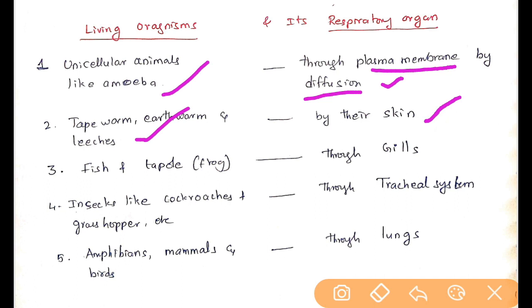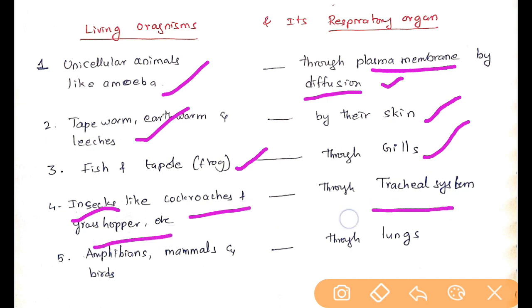In fish and the tadpole of the frog, the frog has different stages of life. A tadpole is a stage where it is like a fish and it respires through its gills, friends. For insects like cockroaches and grasshoppers, the respiratory organ is the trachea, friends, and this system is called the tracheal system. In amphibians, mammals and birds, the exchange of gases takes place through lungs, friends.